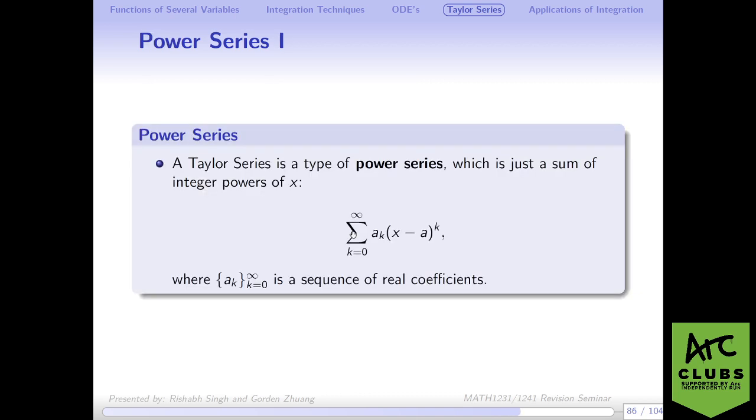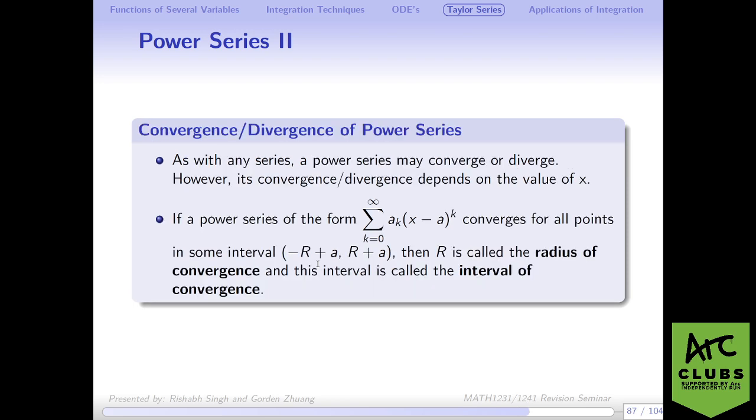And now a Taylor series is a type of power series, which is a sum of integer powers of x. So a power series just looks like this. It's just a series of powers, and they also have some sequence of coefficients in front of them, which determine what the power series actually looks like. So like any series, a power series can also converge or diverge. However, now we also have some variable x. So because we have this x, the convergence or divergence will depend on this x.